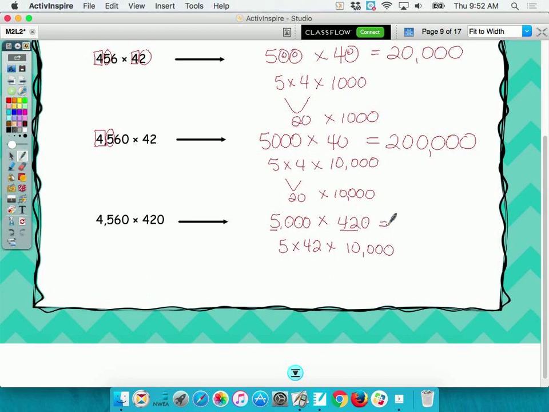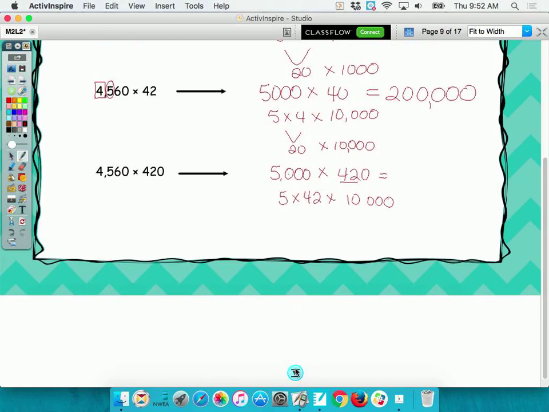Okay. Now 5 times 42. I might have to do standard algorithm, but I'm still going to be closer. And this is easy standard algorithm, right? What's the answer? 210. So I have 210 times 10,000.